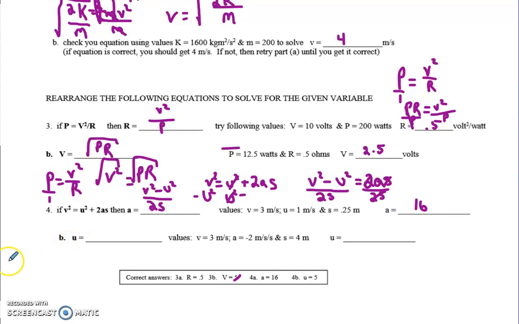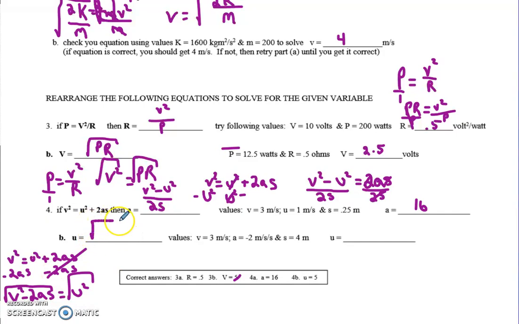Now, if I'm solving this for u, I'm going to start over here. I have v squared equals u squared plus 2as. So I want to first get rid of this 2as, so I'm going to subtract it from both sides. Subtract 2as. So I get v squared minus 2as on this side, and that is equal to u squared. Those cancel out. And then I've got to square root both sides. So u becomes the square root of v squared minus 2as.